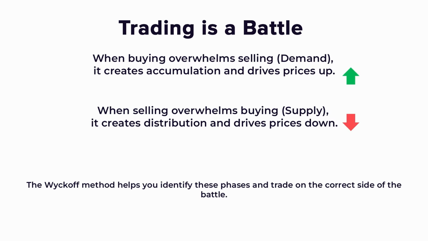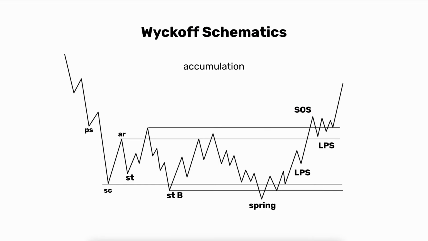When buying pressure outweighs selling, meaning demand exceeds supply, we see accumulation and upward price movement. Conversely, when selling pressure dominates, supply exceeding demand, distribution and downward movement occur. The Wyckoff phases of accumulation, distribution, markup, and markdown help traders identify and align with the winning side of this ongoing market battle. So how do we actually apply this in practice?